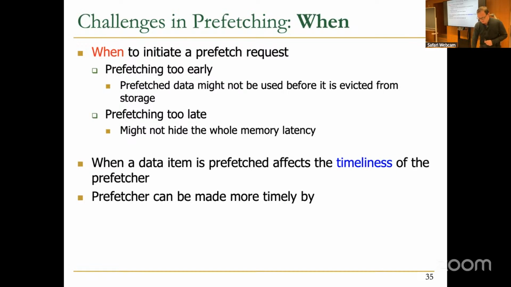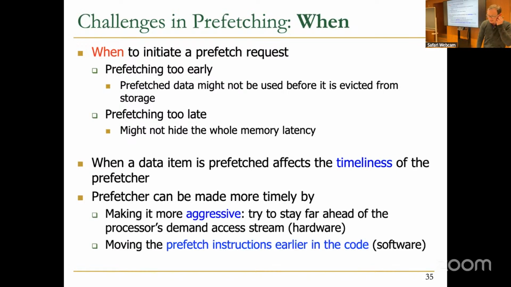Right? A prefetcher can be made more timely by making it more aggressive, meaning you try to stay far ahead of the processor's demand access stream in hardware, or you move the prefetch instructions earlier in the code. If you're doing software-based prefetching, you normally have prefetch instructions, and those go earlier. Or if you're doing thread-based prefetching, like I gave you an idea of, you could launch the thread much earlier. Of course, the downside is, if you do it earlier, then you may not get to the thing that is going to access that data, right? Because there are branches in the code, right?